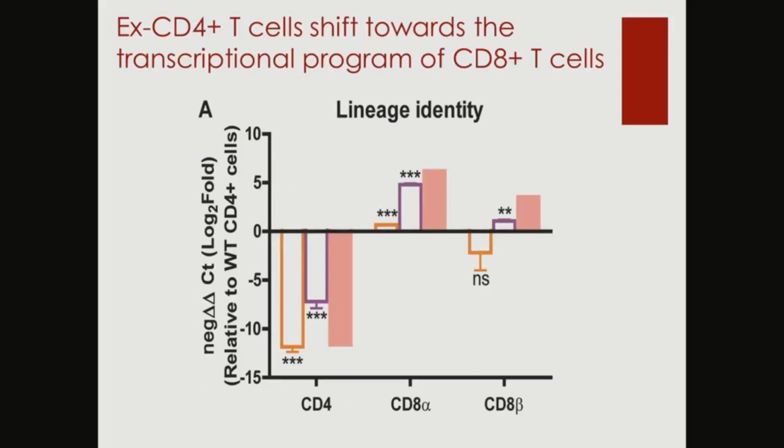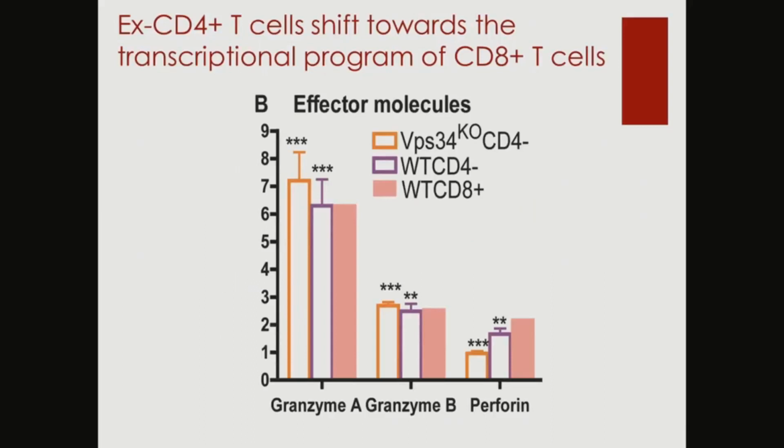Given that T cell lineage identity is dictated by lineage-specific transcriptional programs, we then analyzed both wild-type and VPS34 deficient xCD4 positive T cells for the expression of a panel of CD4 and CD8 T cell associated transcripts. We found that the phenotype we had observed at the protein level was mirrored by transcriptional expression patterns. CD4 transcription was profoundly silenced, concomitant with a modest upregulation of CD8 alpha beta transcription. Additionally, transcripts of cytotoxic mediators were markedly induced.